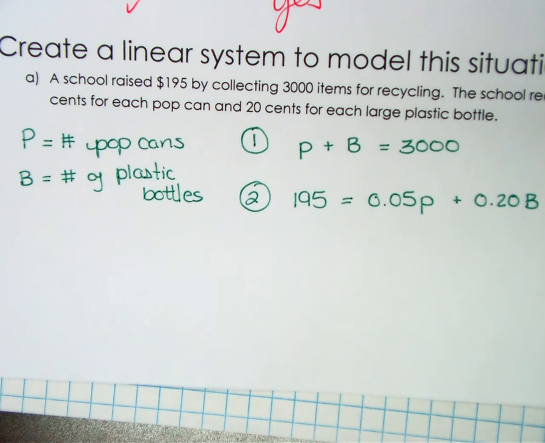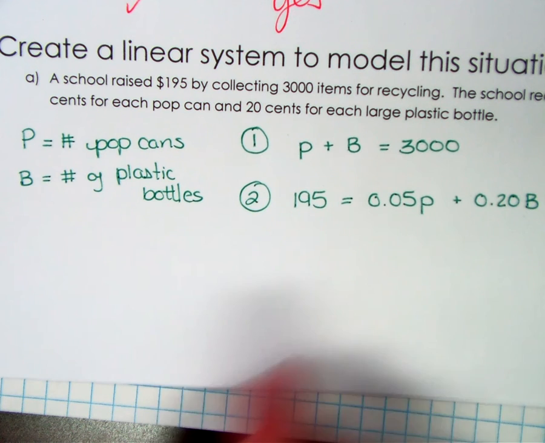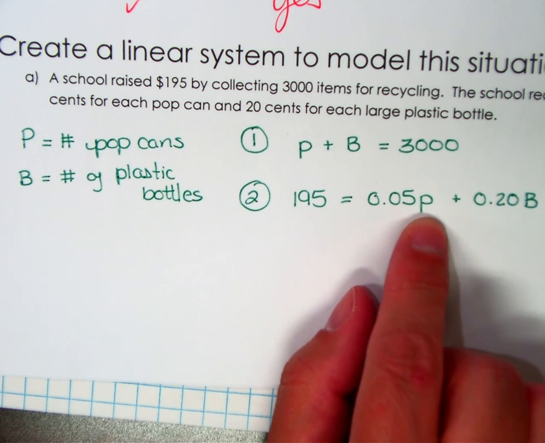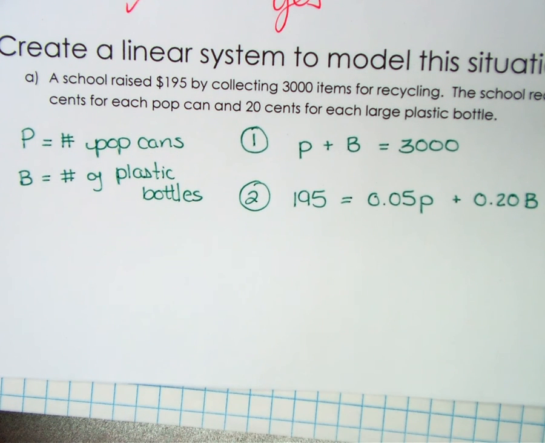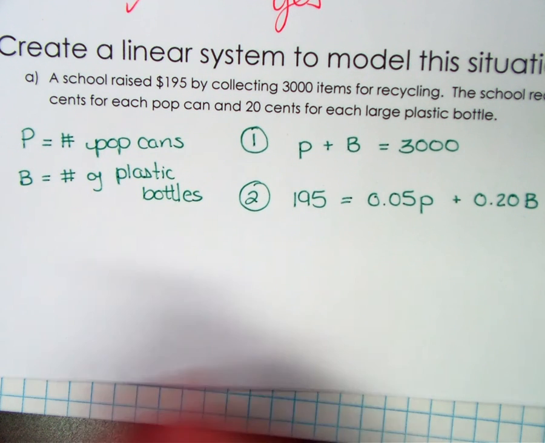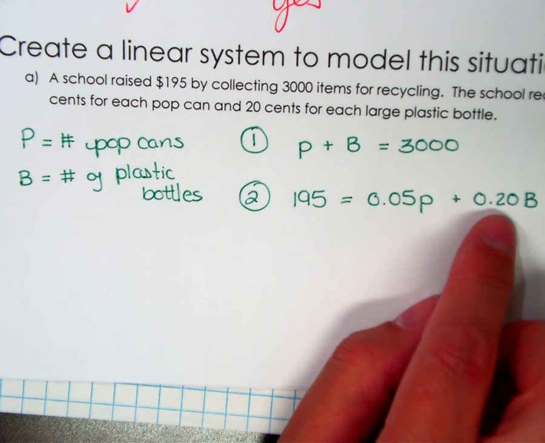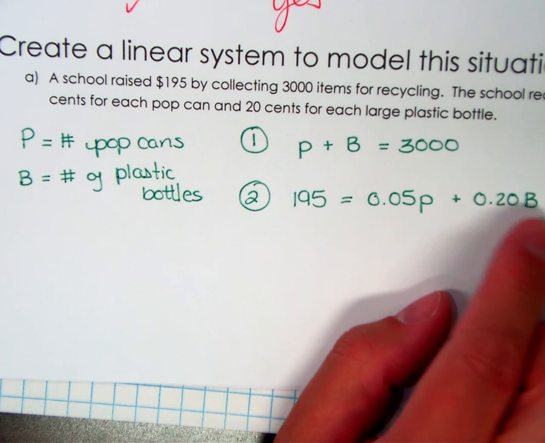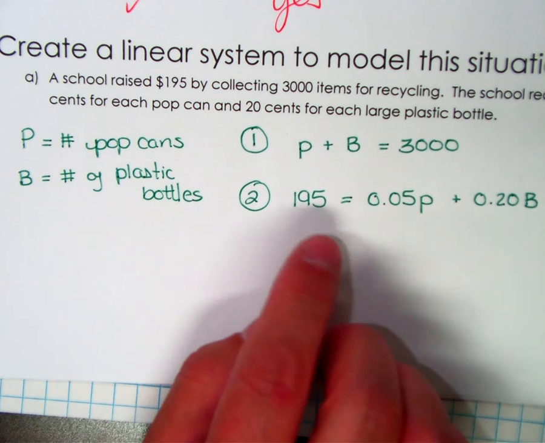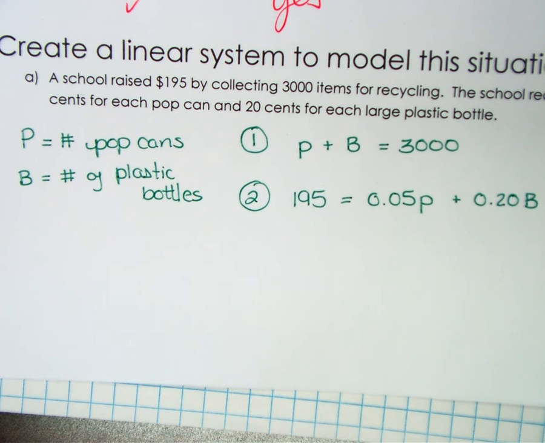And then the next equation was about how much money they raised. So I made 5 cents on a pop can. So if I found 10 pop cans, that's going to be 50 cents. So I knew I had to multiply them again. And then 20 cents for a plastic bottle. So 20 cents times by however many plastic bottles I have. And I know the total of that is $195. So that one was a little bit different because the sentences didn't break it down into 2 nice sections for you.